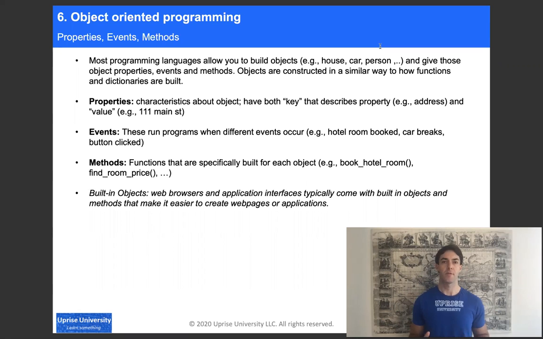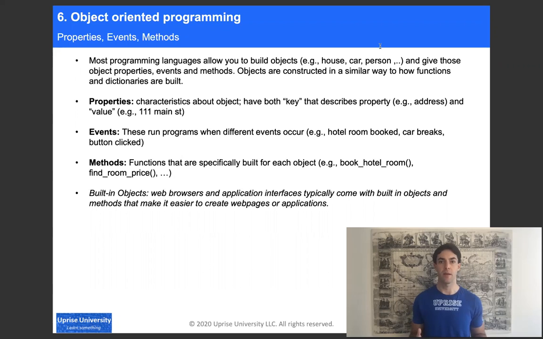So now we're going to talk about object-oriented programming. Object-oriented programming is a concept, almost a philosophy, that's pretty common across a lot of different programming languages. The basic idea is that you create an object, just like you would in the real world, in your programs. And those objects have properties, they have events, and they have methods.